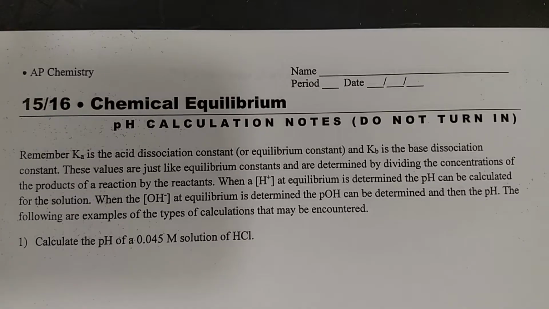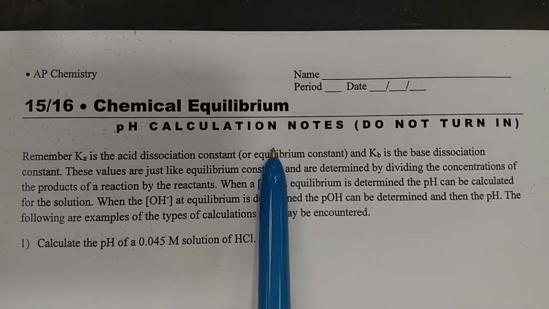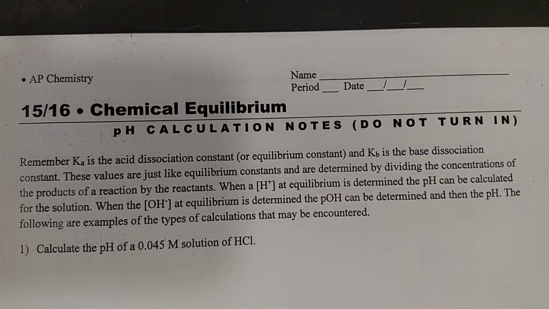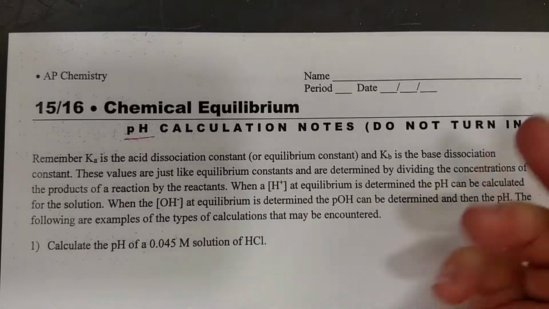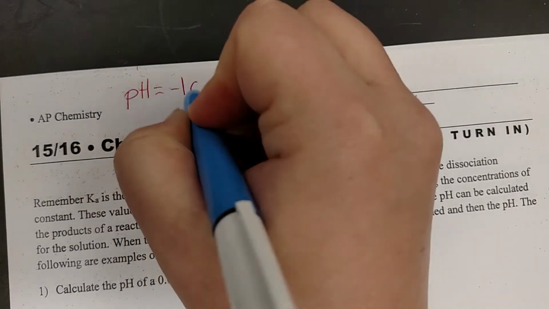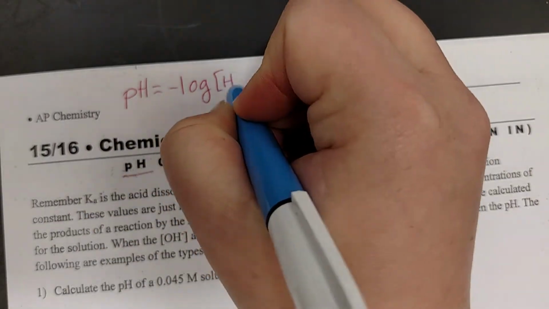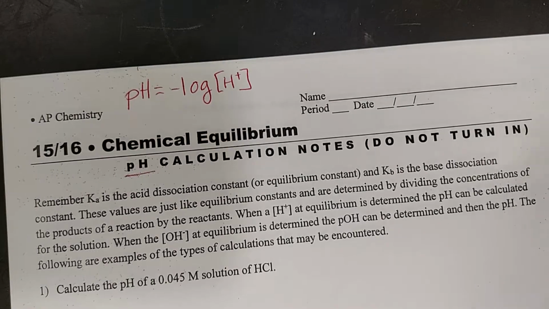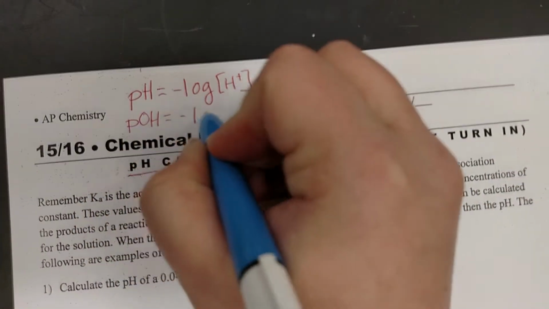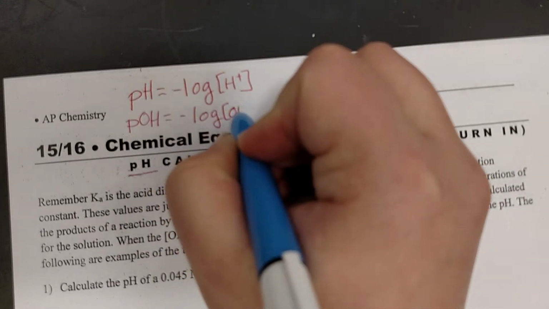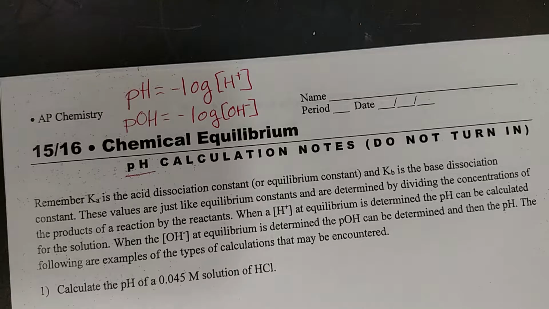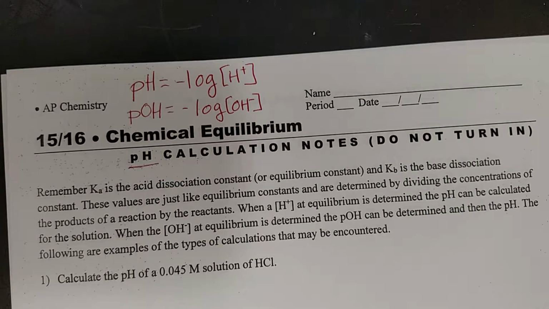Alright, good morning. We are going to take a look at the pH calculation notes for those of you who were absent for these or just need a refresher. They are going to be dealing with pH, so we're still going to be using our pH equation, so negative log of the concentration of hydrogen ion. And we will also be taking a look at pOH during this, so same equation, just of our hydroxide ion concentration. So keep those in mind as we do these calculations.